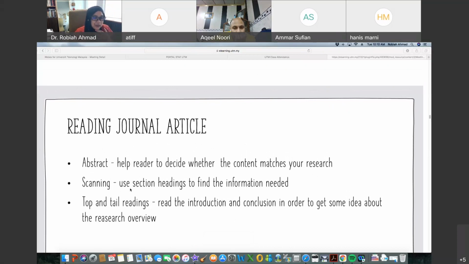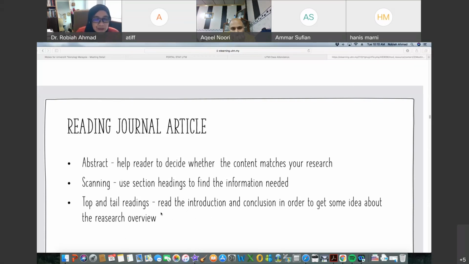So scanning: use section heads to find the information needed. Sometimes you don't need the whole thesis to look into. Sometimes you're only interested in the methodology. Sometimes you're only interested in the section on results. Okay, so scan. This is the use of scanning once you understand the structure of the journal.